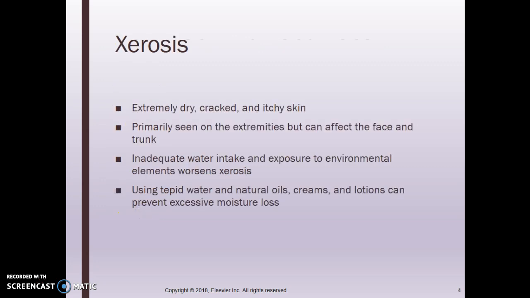So the first one that is outlined for us is xerosis. Sorry, I know this is a little bit broken up at times. As soon as I started talking, my animals started going crazy, so I have to keep stopping.